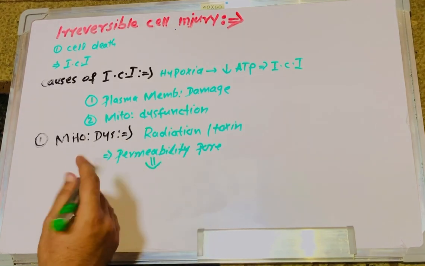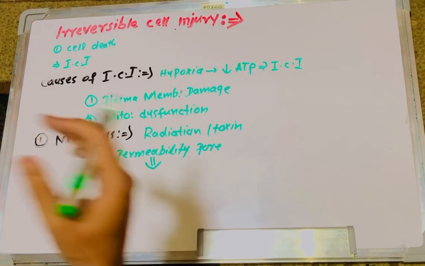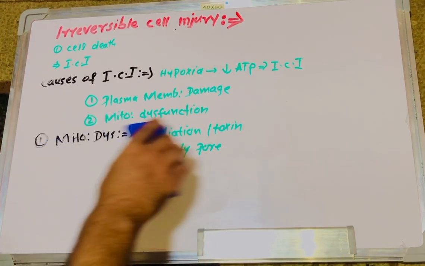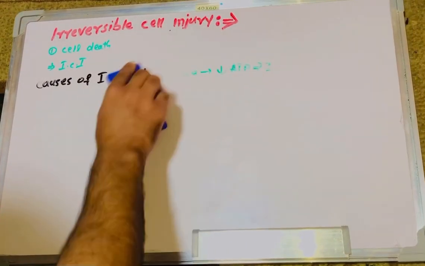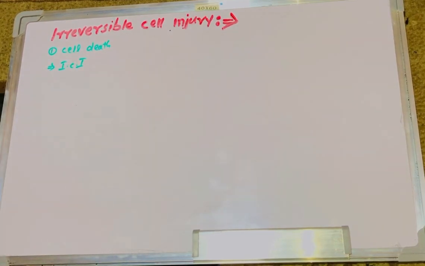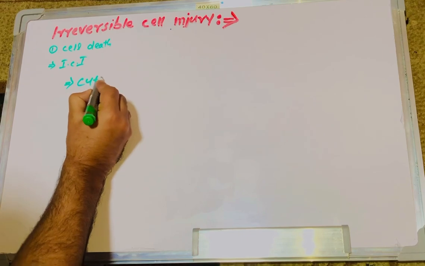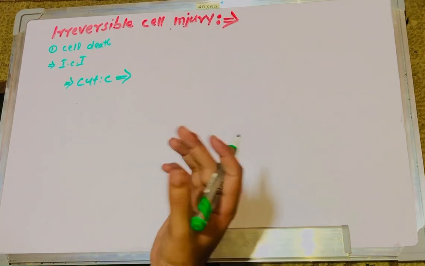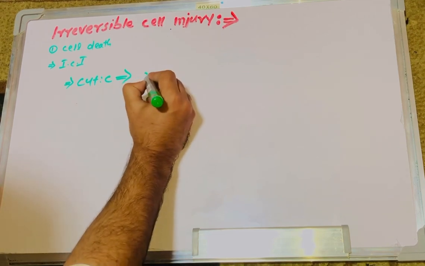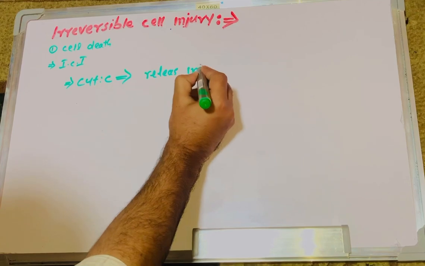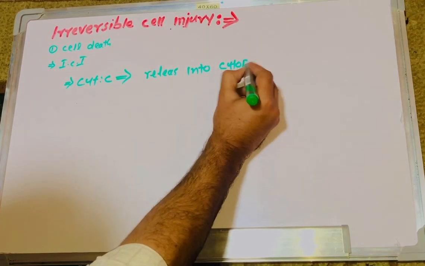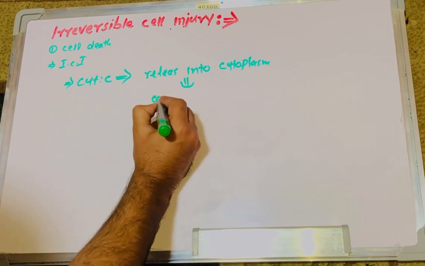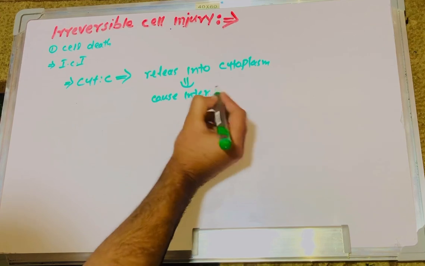What is meant by loss of membrane potential? The cations and anions, sodium ions, potassium ions and calcium ions, will enter the mitochondria. Number two, we also know that mitochondria have cytochrome C. In the normal state it is a carrier protein in the electron transport chain. But when the mitochondrial membrane is damaged, cytochrome C is released into the cytoplasm. When cytochrome C is released into the cytoplasm, it causes irreversible cell injury.